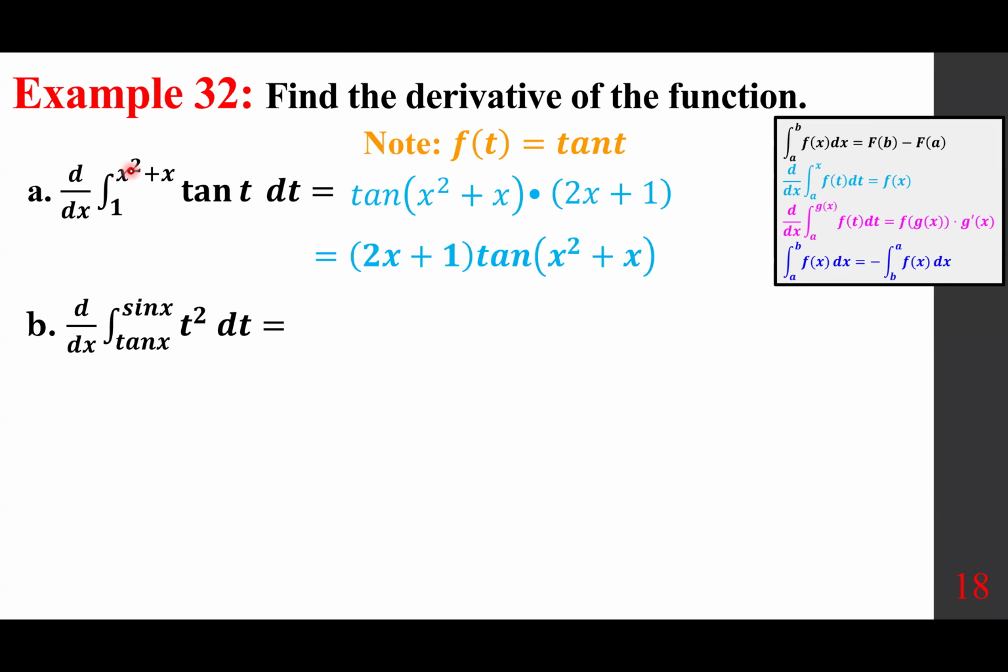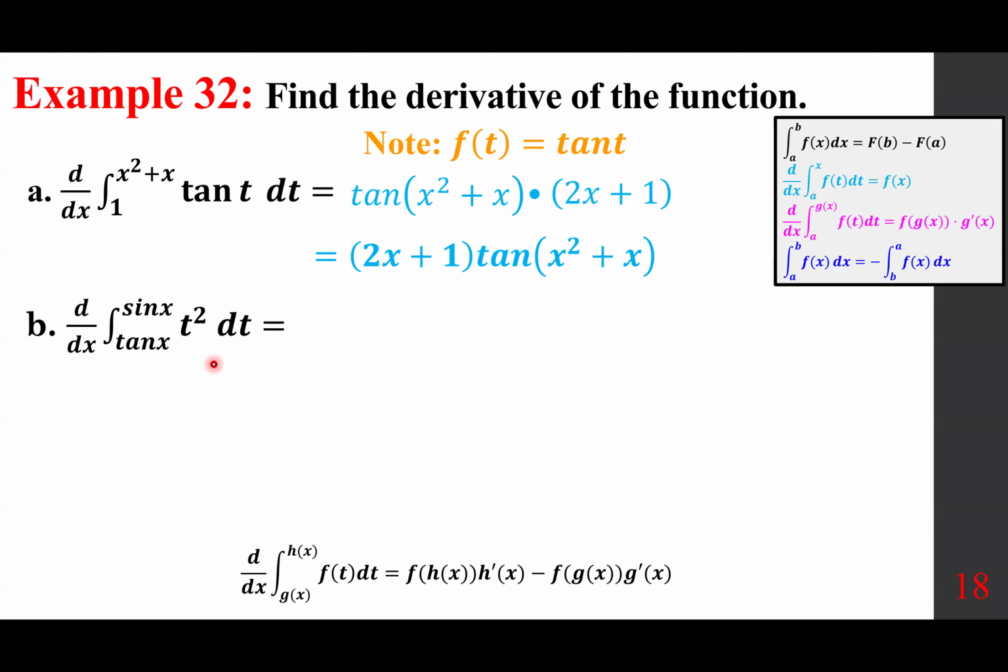What about this one? If the lower limit is a number, that's the answer. What if the lower limit is not a number, is a function? So it can be shown that the derivative of the integral of g of x to h of x of f of t dt is f of the upper limit, h of x times h prime of x, just like before, but minus f of g of x times g prime of x, because the bottom is now a function.